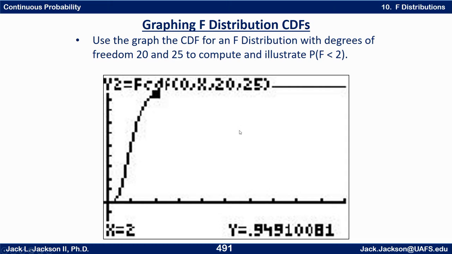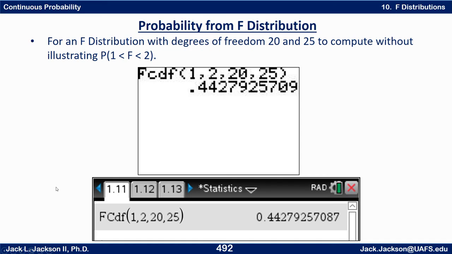Of course, from the home screen, if this is in Y2 as a CDF, you can just do Y2 of 2. Or you can just type it in this way, which is probably the way I would do it: F CDF 1, 2, 20, 25, and there's your probability. That's exactly the way I would do it on the calculator, whether that's the 84 or the Inspire here.